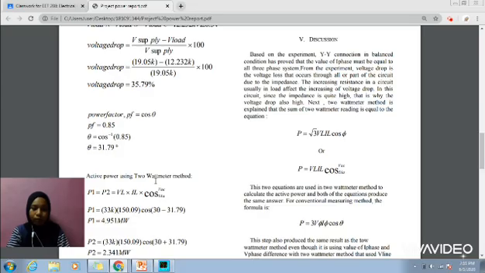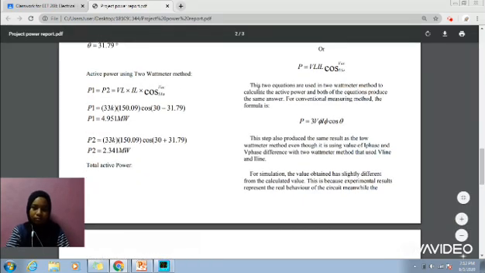So the 2 watt meter method is named that because if we want to calculate the active power, we need to find the power at the first winding, which is P1, and the power at the second winding, which is P2. So from these values, you get P1 and P2.